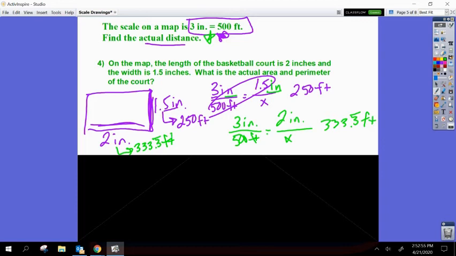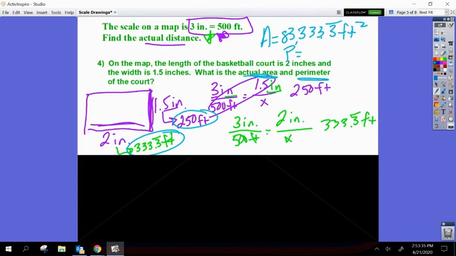We're not done at all. 250 feet and 333.3 repeating feet are not my answers. Those are just the dimensions. Now, if we remember our review of area and perimeter, to find the area, we would multiply 250 times 333.3 repeating, which is not going to be the greatest answer. We'll do 250 times 333.3 repeating, and we get the area is equal to 83,333.3 repeating feet squared. Remember, area is always squared.